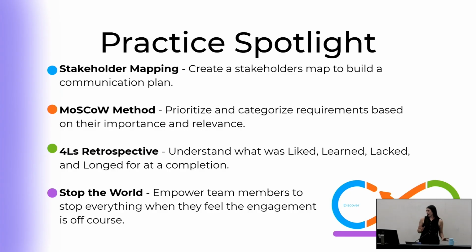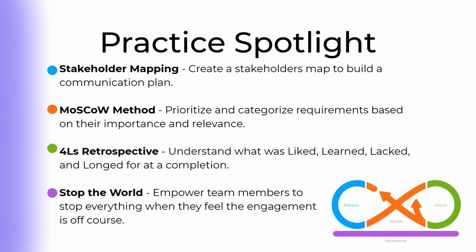Next, for that decide intersection on the loop, I've picked out the MoSCoW method, and this is all about prioritizing and categorizing. So this is one that you might be more familiar with, but we'll be very familiar with the situation where you might need it. You have a bunch of work to do. Where do you start? How do you know what to do first? It's not always clear, which is how you can use this method.